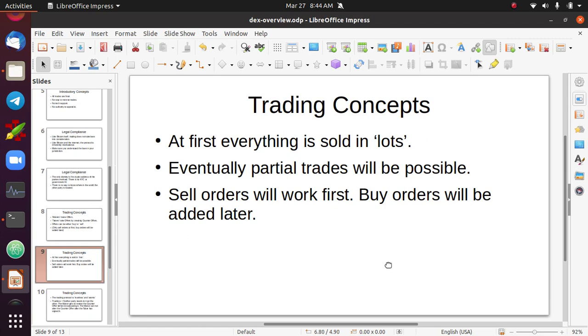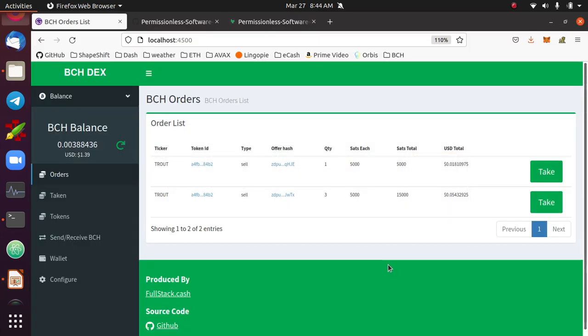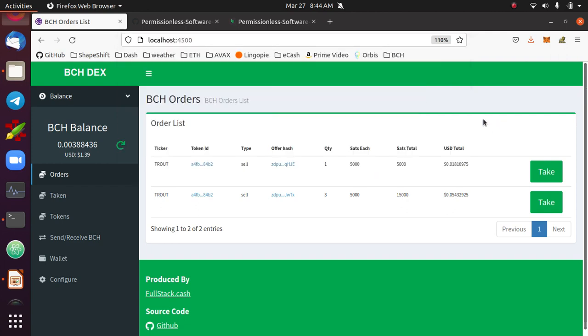Before I dive into this, let me just show you what it looks like. This is an early prototype. Even though this is a web browser, this is actually running on my computer, and you can tell that by this URL. It's localhost port 4500. So I'm not actually going out to the internet and looking at this.